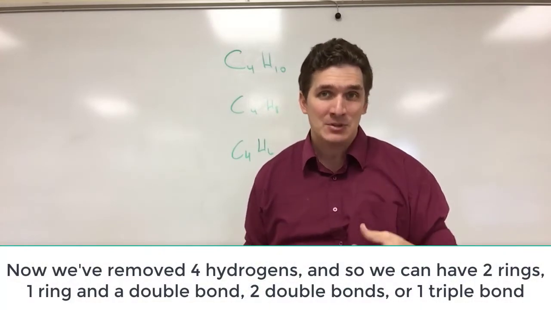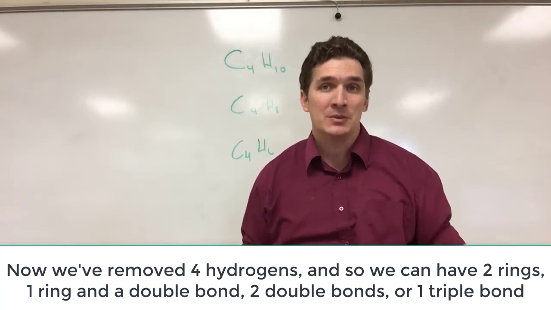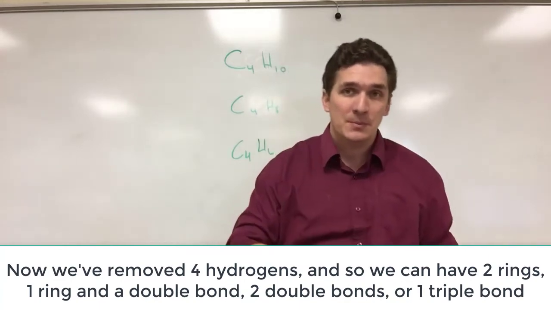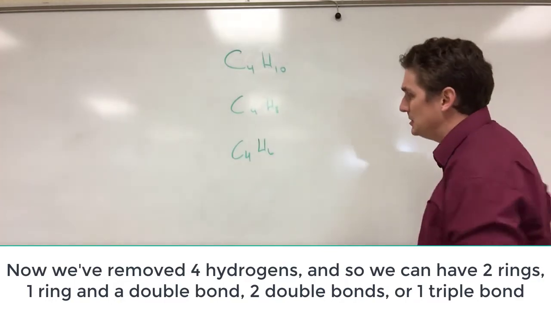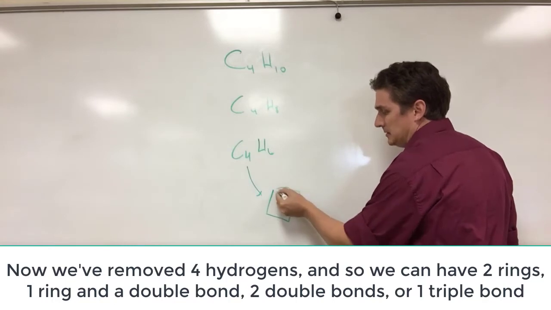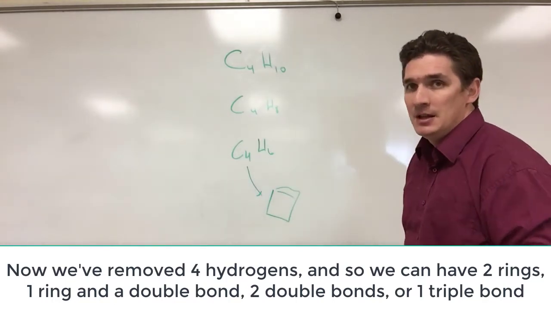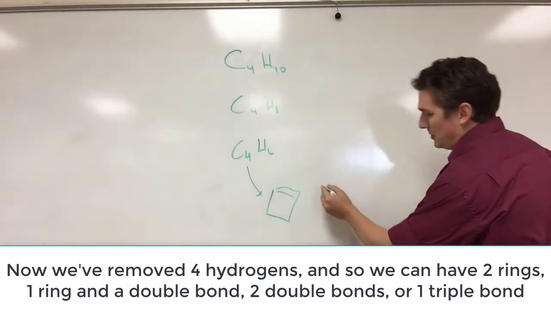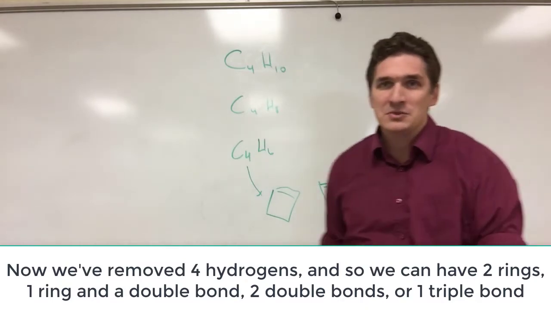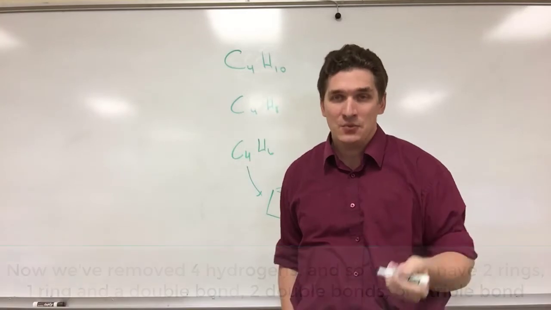You need at least 3 atoms to form a ring. So odds are this is going to be a ring with a double bond. We can also have 2 double bonds or a triple bond. How do we do it? This one's easy. We form a ring, and we've got to put a double bond somewhere. Now, we can also form a 3-membered ring, that will also satisfy the C4H6 formula.